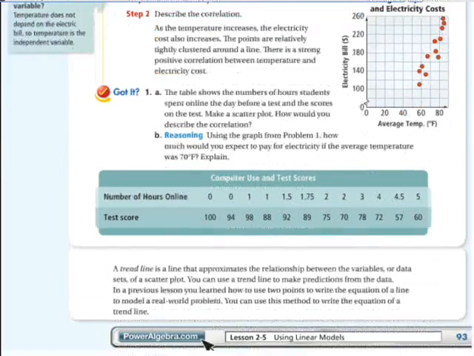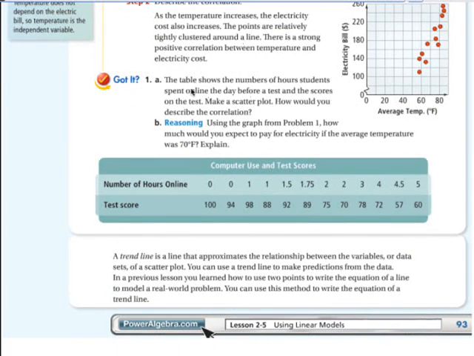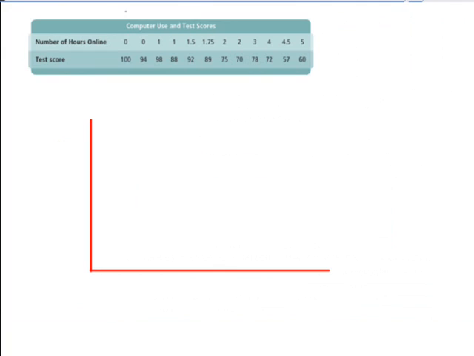All right. So, this down here, the number of hours students spend online during the day before a test and the scores on the test. Make a scatter plot. How would you describe the correlation using the graph from problem 1? How much would you expect to pay for electricity? So first, let's make this scatter plot right here. Okay, so let's do this. All right, so here's the table. Let's go number of hours online and then test scores.